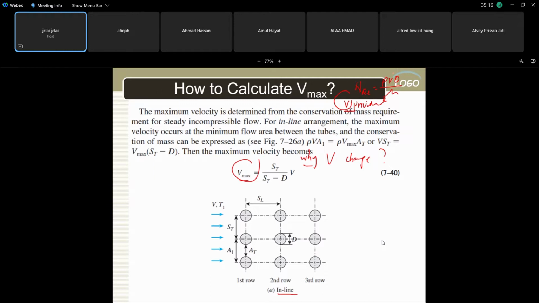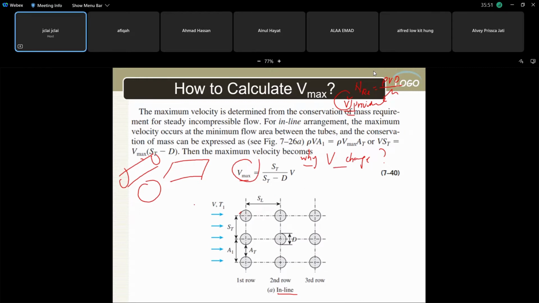Before this, in all those cases, for example, single cylinder in cross flow, a flat plate, or a sphere, you use the V directly, right? But now when you encounter banks of tubes, then you need to calculate Vmax. Okay, why? Because there is a change of velocity.